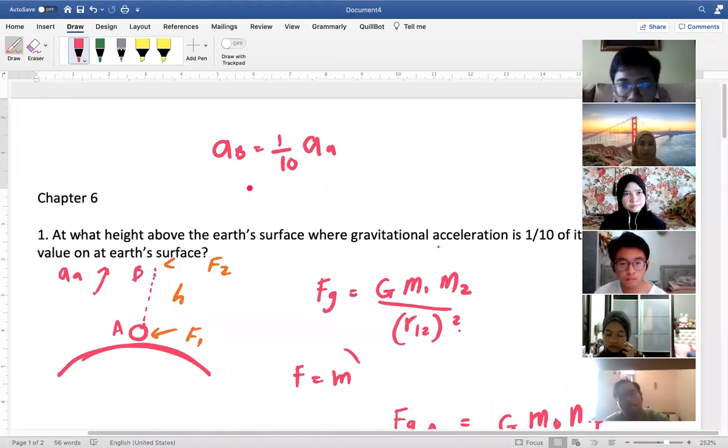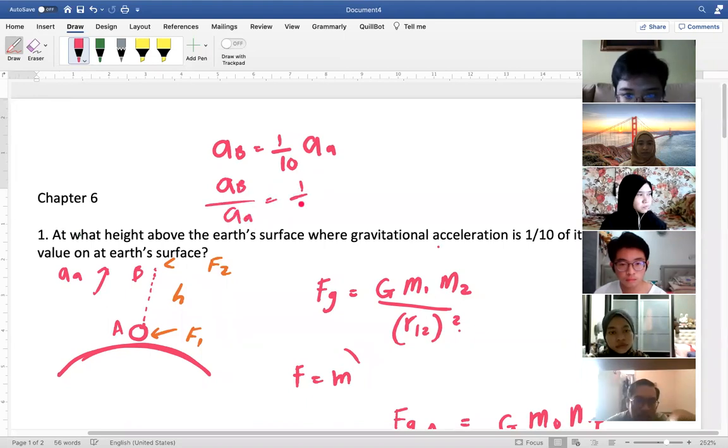My pen is not cooperating. Okay, so AB over AA is 1 over 10, which is the same thing that I did. If you can't see it, I directly wrote AB over AA equals 1 over 10.